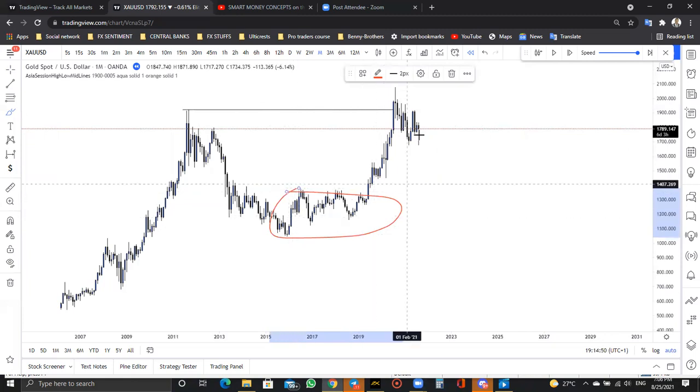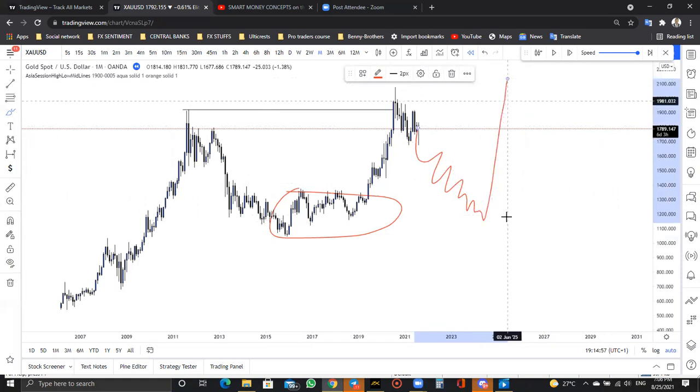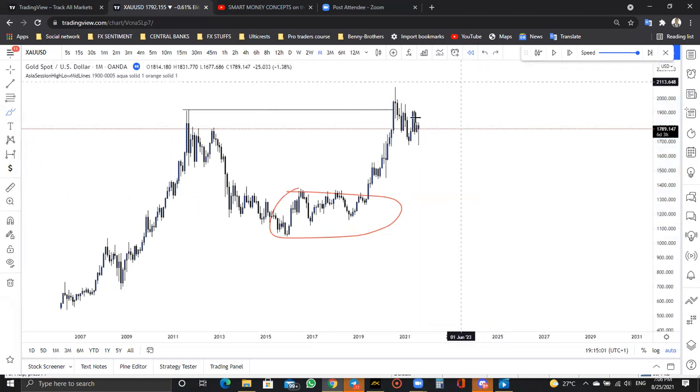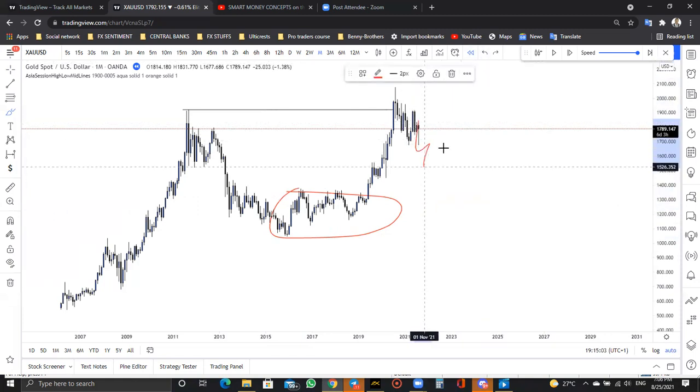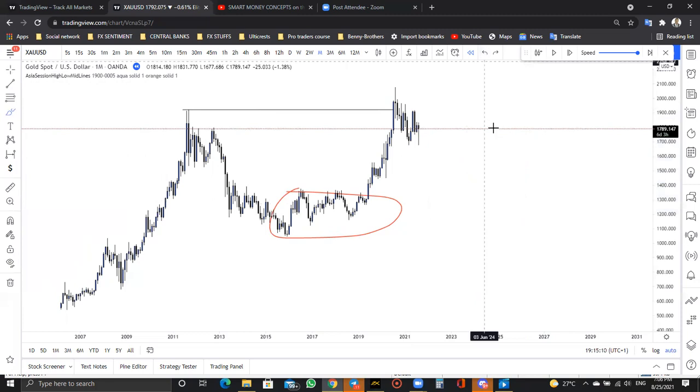But we know that this guy should at most, if it has a deep pullback, it should be here, then continue. And the way it's pulling back is giving me this continuation intention. And I can get to know this going to the weekly time frame.